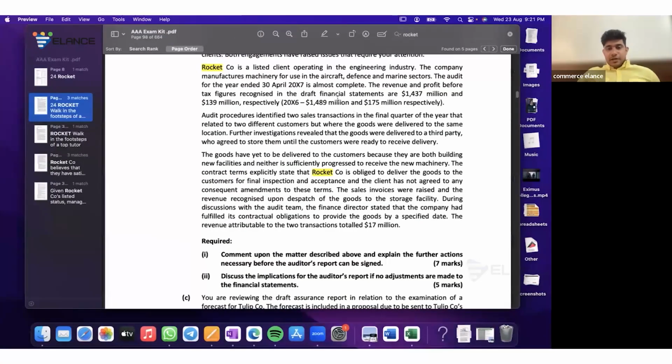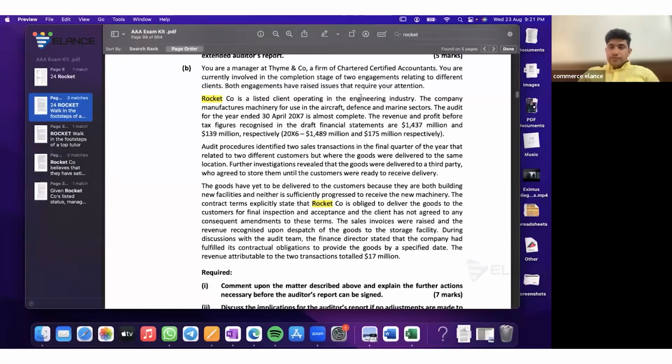This Rocket company is a listed client, and they have signed a contract with some of their customers. And as per the contract, they have delivered the goods to the customer. They have not delivered the goods to the customer's warehouse. They have delivered the goods to a third party who have agreed to store them until the customer is ready to receive the goods. But when they signed the contract with the customers, there was a provision that the goods have to be directly delivered to the customer's warehouse and the goods have to be inspected by the customers, but the company has delivered it to a third-party warehouse, and the client company claims that they have satisfied the contractual obligation. Therefore, they have treated the revenue of 17 million. So this is what is mentioned in the scenario.